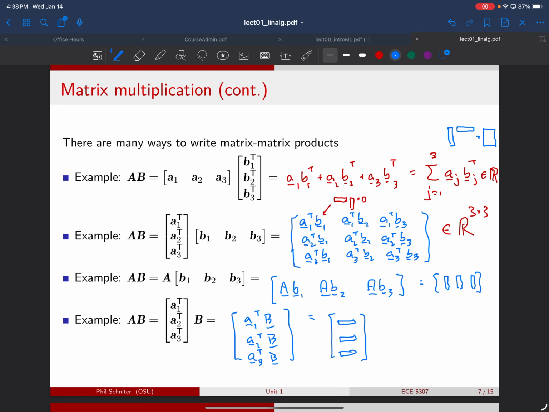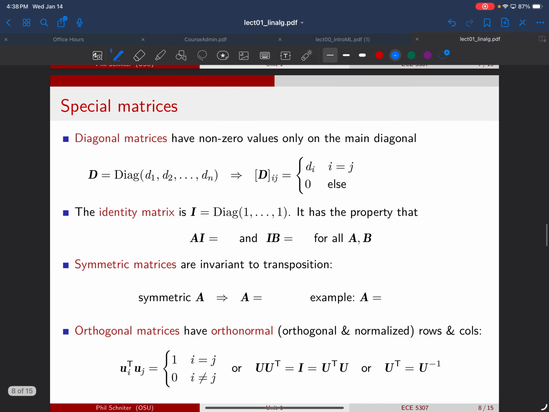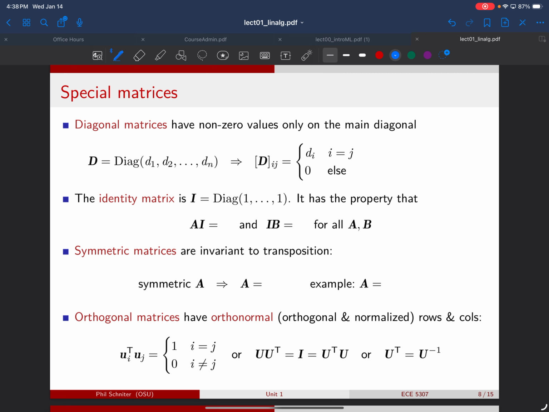Everybody good with all of this? Any questions? Okay, great. All right, so now let's talk about some special matrices that show up a lot. So first we have diagonal matrices.